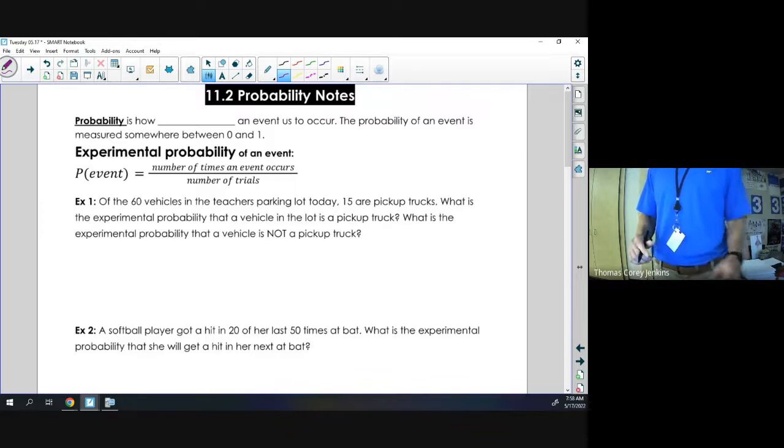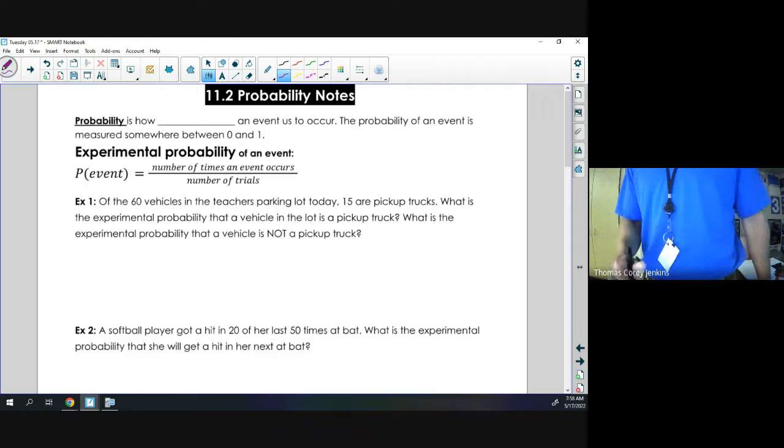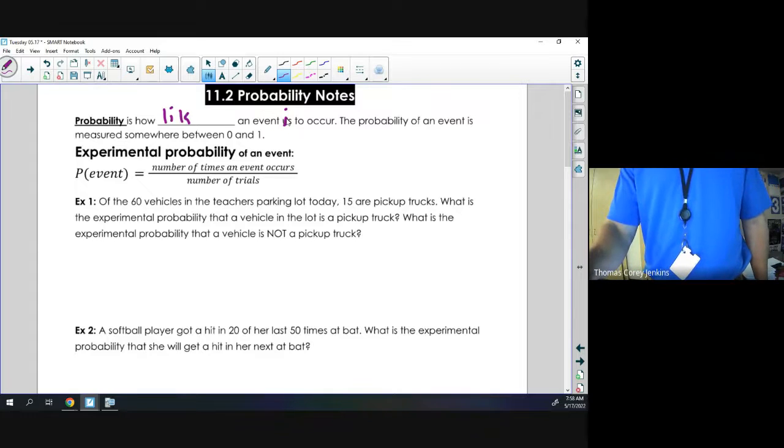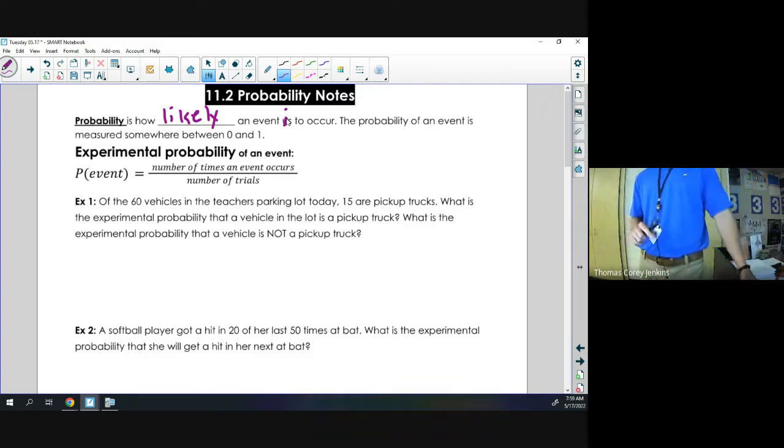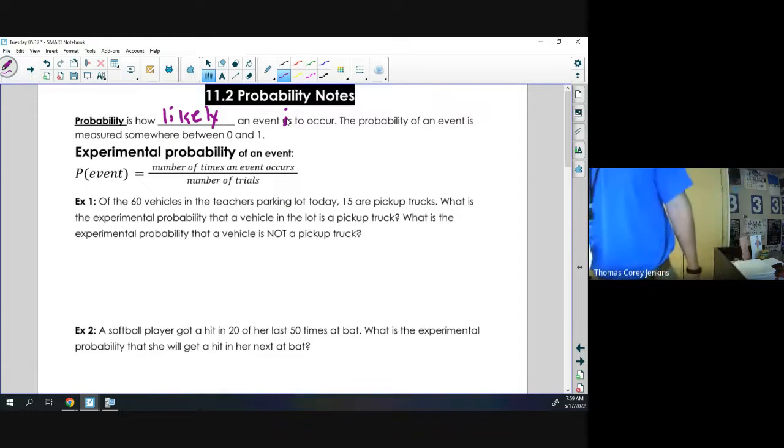Anyways, here we go. So probability is how likely an event is to occur. And it's somewhere between 0 and 1, also known as 0% and 100%. Okay, so there's experimental probability, and that is basically the number of desirable outcomes, the number of times something that we were looking for happened, versus the total number of possibilities.